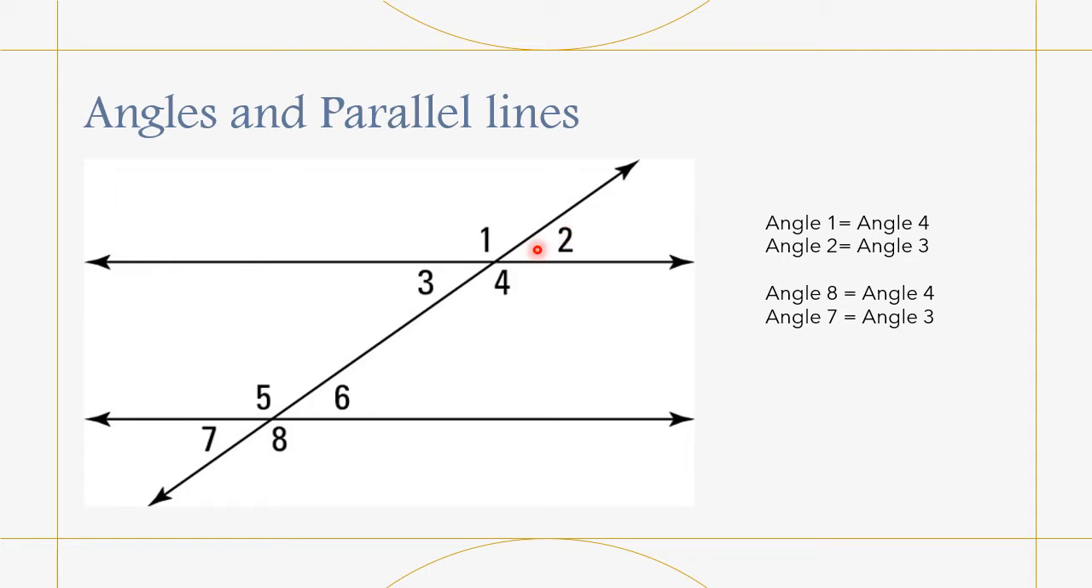Now we have angle 8 is equal to angle 4, and angle 7 is equal to angle 3. And we say this because they are corresponding angles. And then we have angle 5 is equal to angle 4, and angle 6 is equal to angle 3, because these sets are alternate interior angles.